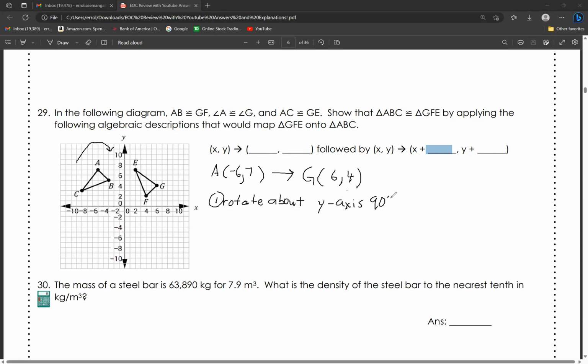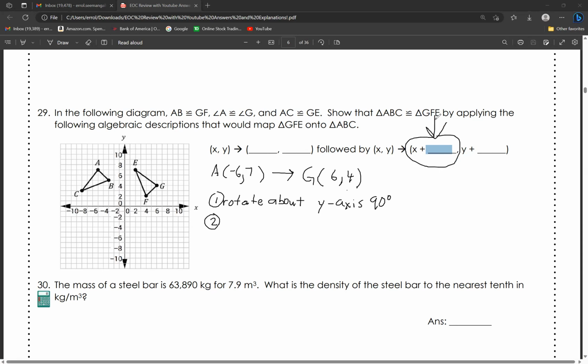In terms of this though, it's basically the x becomes... does the x become negative x, or does the -6 become something when we rotate it about the y-axis 90 degrees? Let's think about that. The -6 would become what? Positive? That would be the second step, number 2. See how it says x plus something? That's what would go in here.